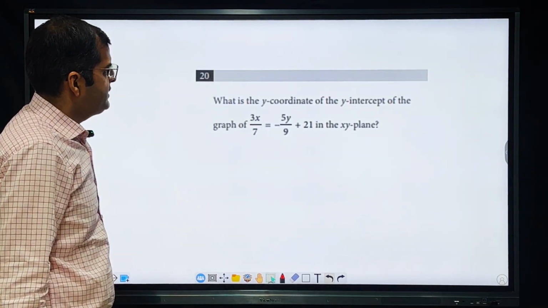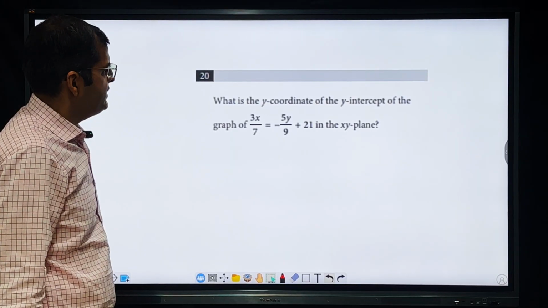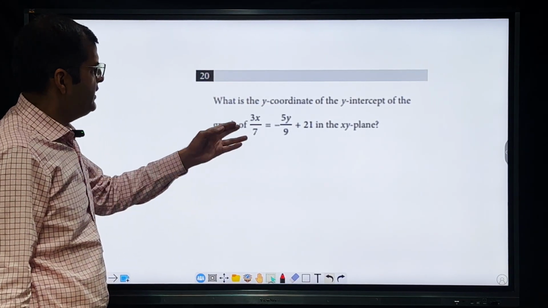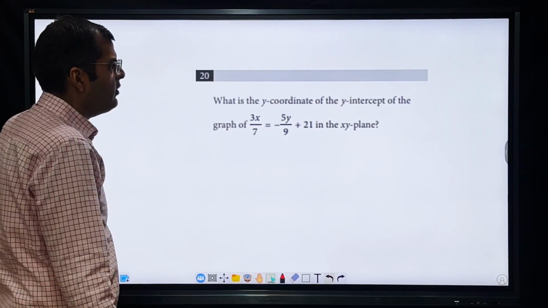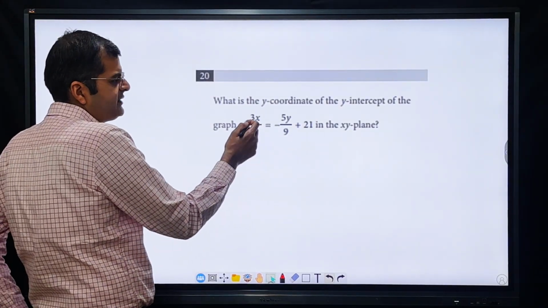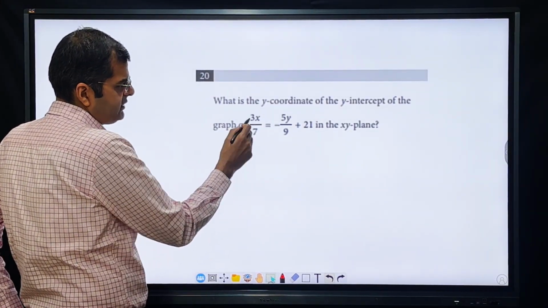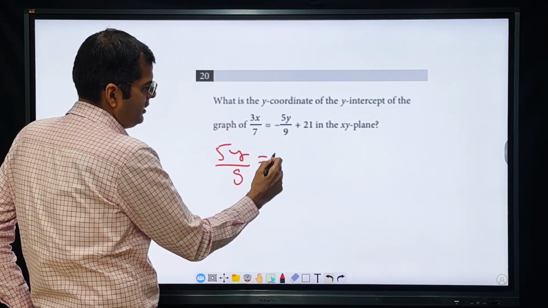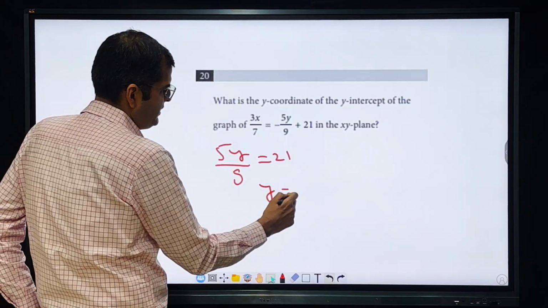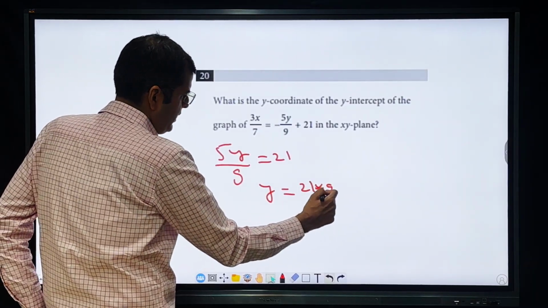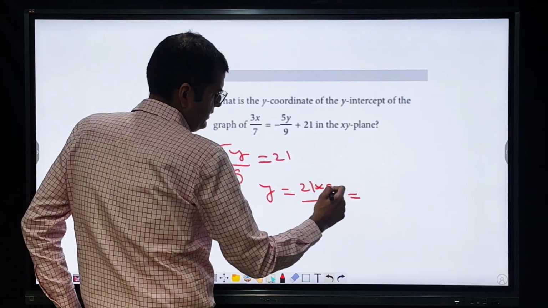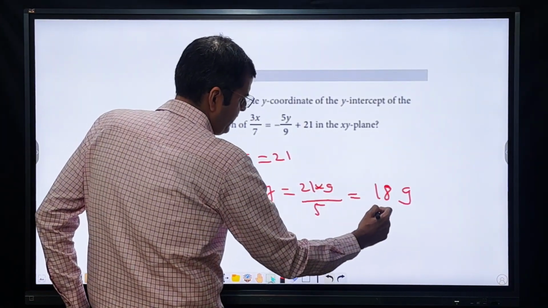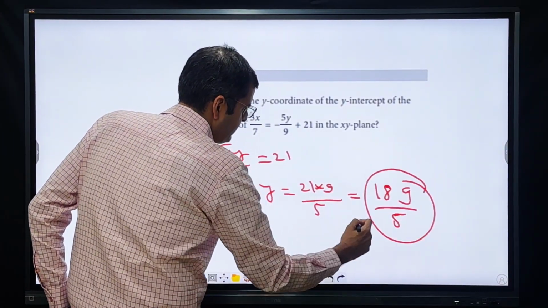Now coming to this question, it says what is the y coordinate of the y-intercept of the graph 3x by 7 equal to minus. So y-intercept means x is 0. If I put x as 0, 3x by 7 becomes 0. So from here I get 5y by 9 equal to 21, or y is equal to 21 into 9 divided by 5. This is 9 ones are 9, 189. 189 by 5 is the answer.